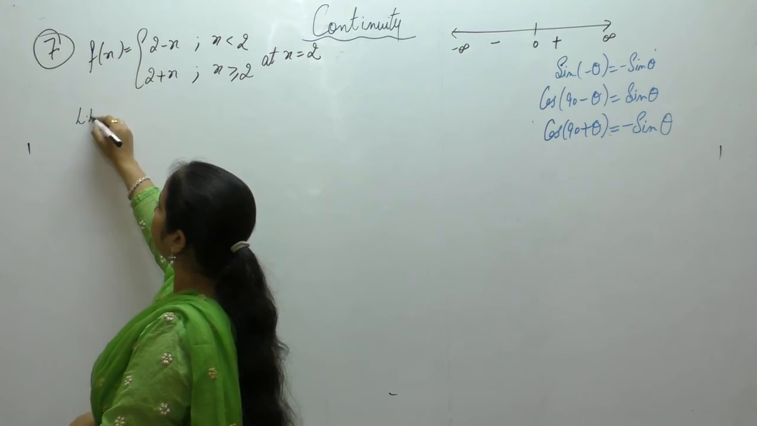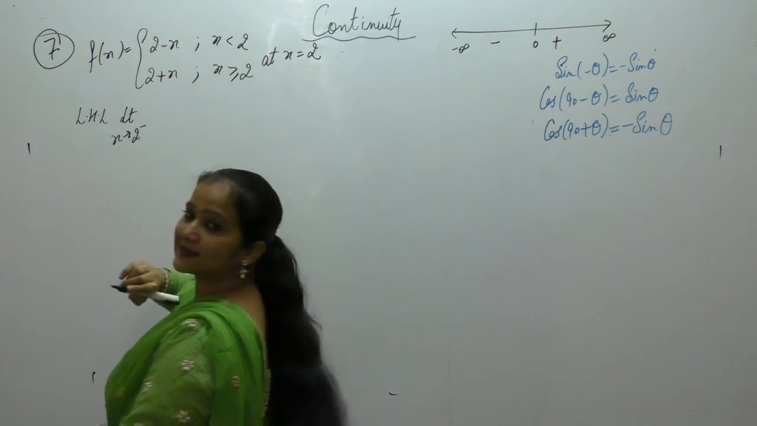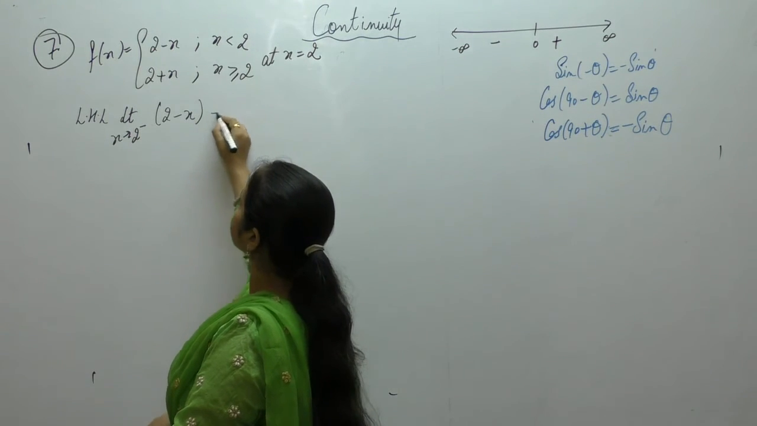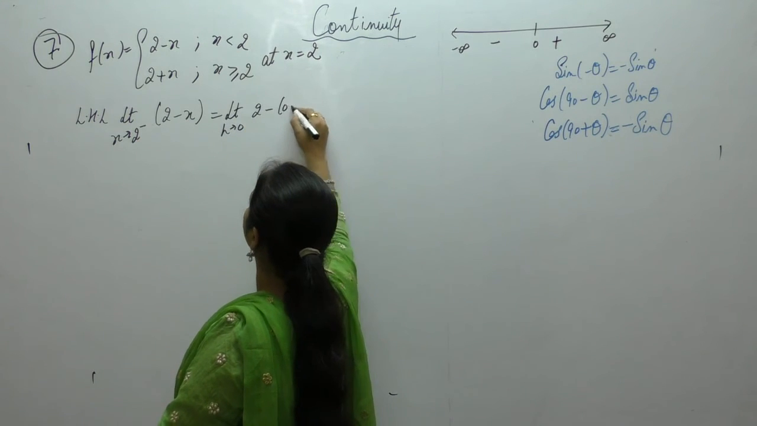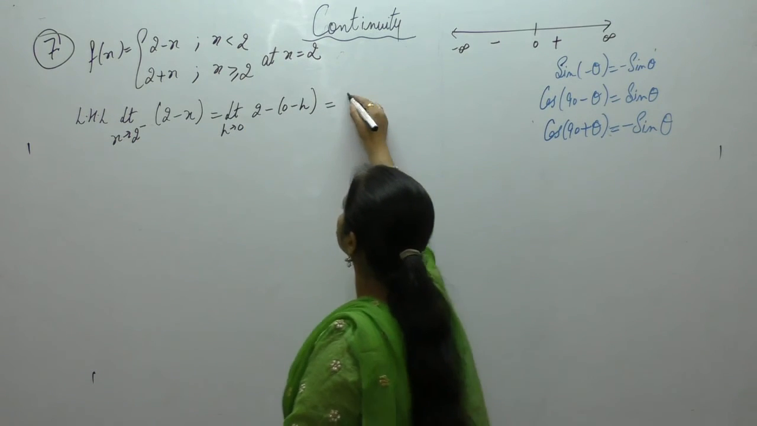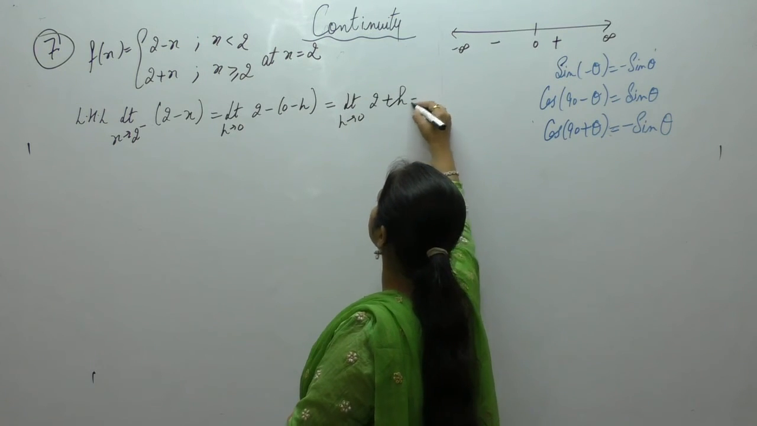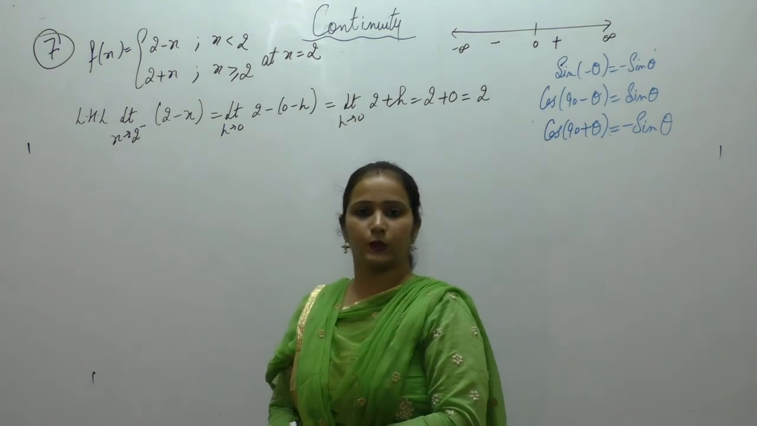First find the left hand limit. Limit x tends to 2 negative. x is less than 2, then the function value is 2 minus x. Limit h tends to 0, instead of x, 2 minus h. So we write it as 2 minus minus plus h. Put the value of the limit, so we get the answer as 2.